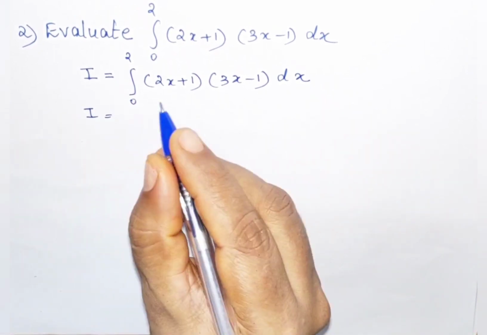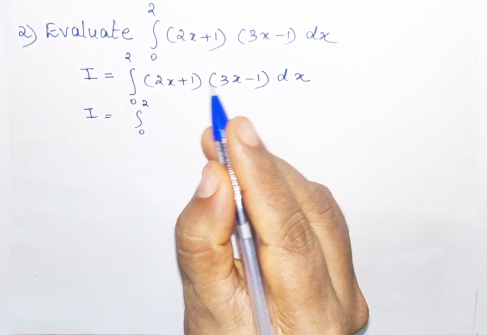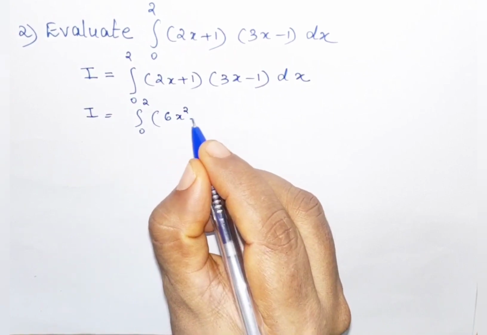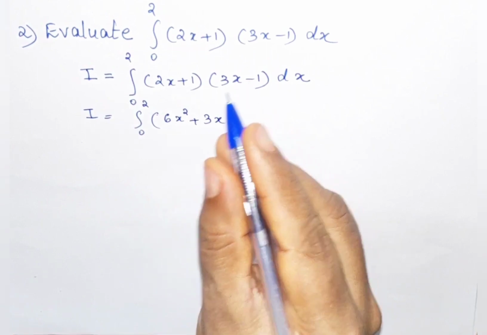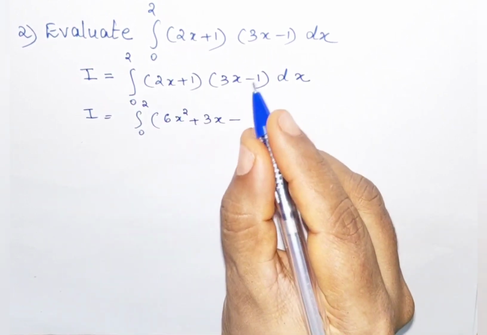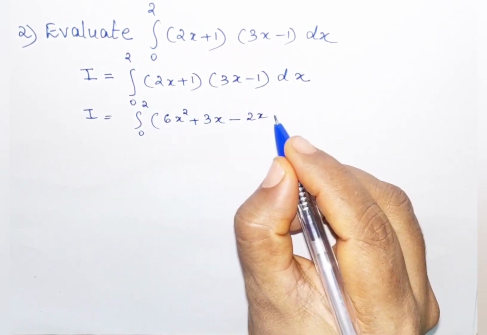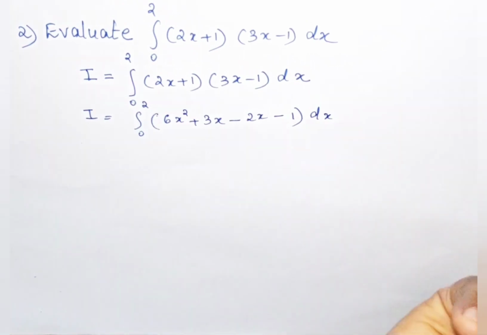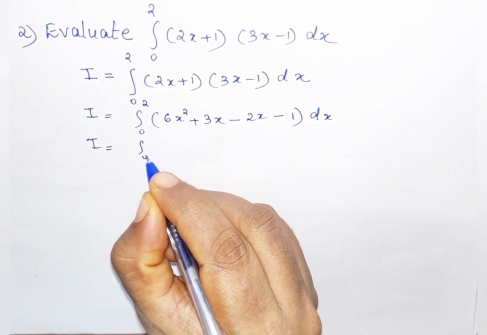I will be equal to, let us first write integral 0 to 2. We have to multiply 2x plus 1 with 3x minus 1. So when we multiply 3x with the 2x, first it will become 6x square. Then we are multiplying 3x and 1, it becomes 3x. Minus into plus is minus, 1 into 2x is 2x. Minus into plus is minus, 1 ones are 1. So we get 6x square plus 3x minus 2x minus 1 dx.